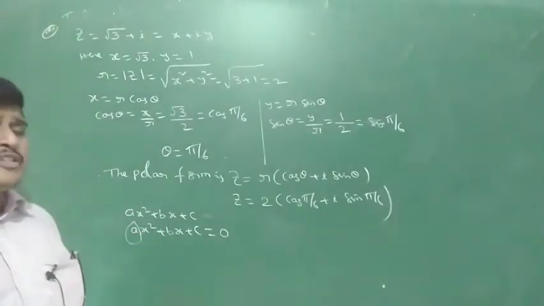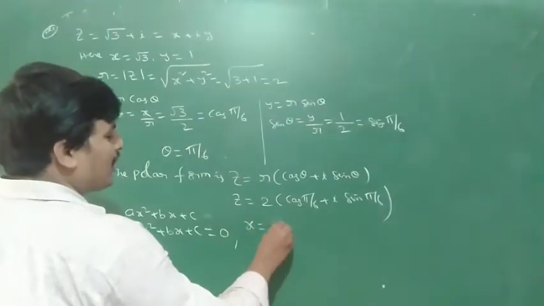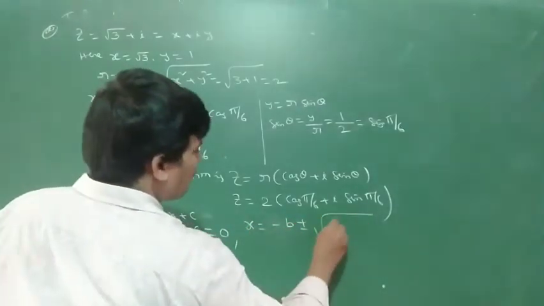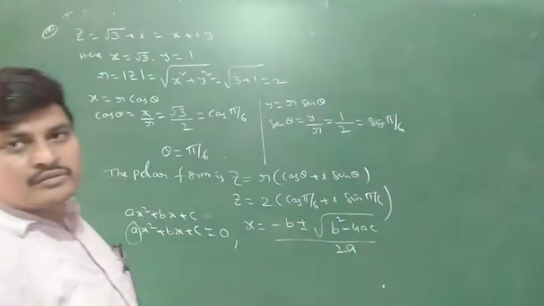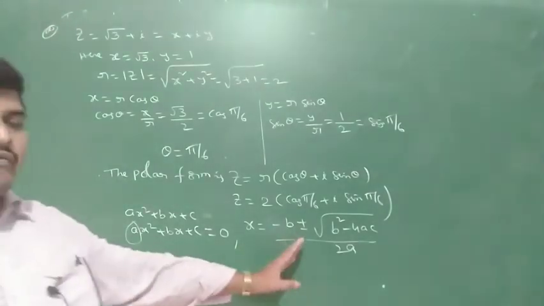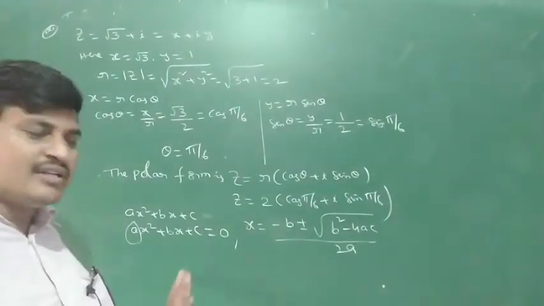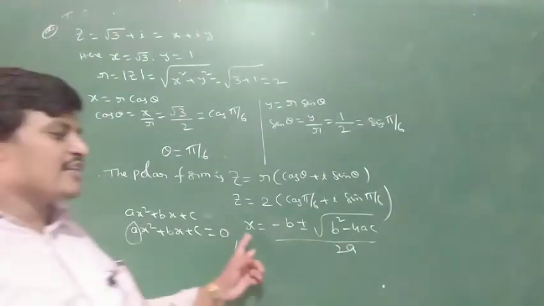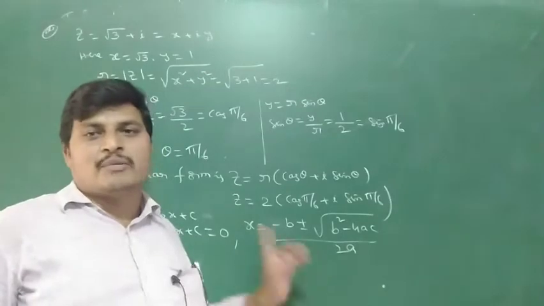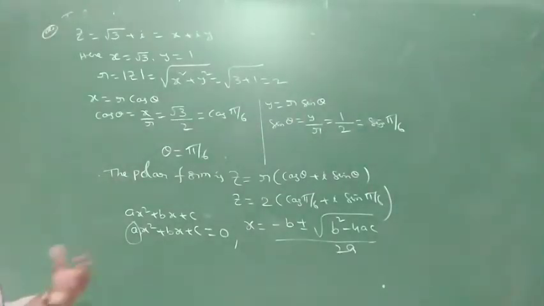So ax square plus bx plus c equal to 0 is a quadratic equation. How many roots, how many solutions? 2 solutions. How to find the solutions? By using the formula. How to find out the solutions or roots of the quadratic equation? This formula: x is equal to minus b plus or minus root of b square minus 4ac by 2a. This is the formula. Already yesterday 2 or 3 problems were completed, and 5 questions were given as homework.